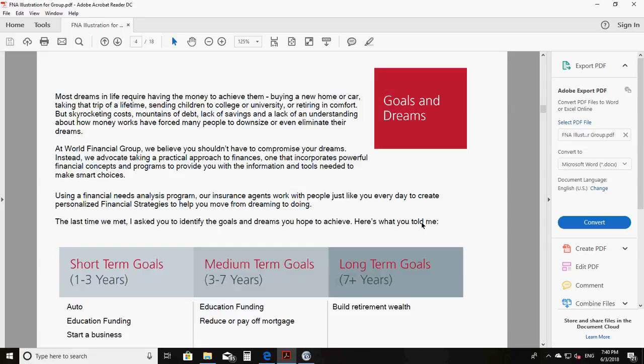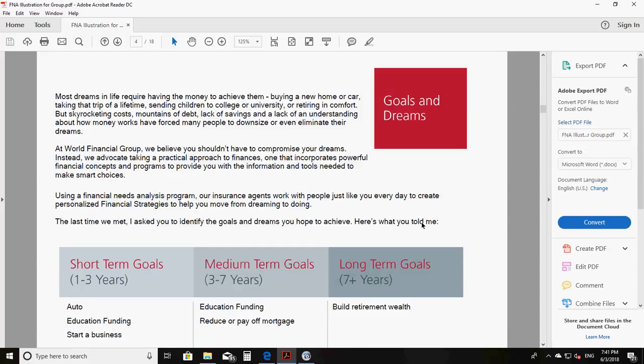So most dreams in life require having money to achieve them, whether it's buying the new home, the new car, taking a trip, sending kids to college, or retiring in comfort. But skyrocketing costs, mountains of debt, lack of savings, and really a lack of understanding about how money works has forced people to downsize or even eliminate their dreams. We believe that you shouldn't have to compromise. Instead, we advocate taking a practical approach to finances, one that incorporates powerful financial concepts as well as programs to provide you with the information and the tools needed to make smart choices.